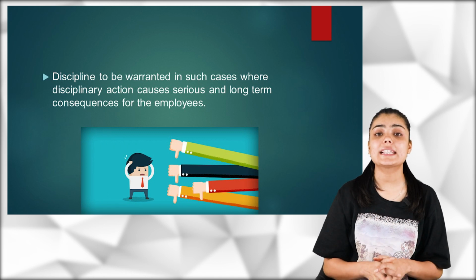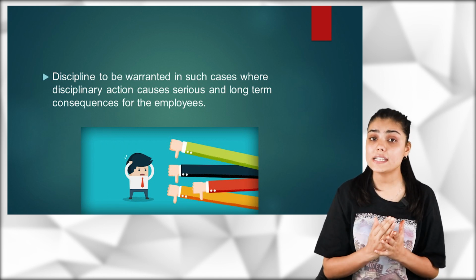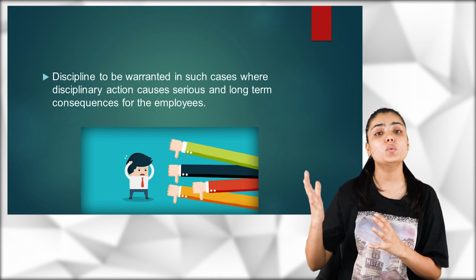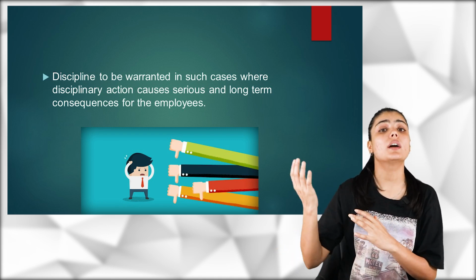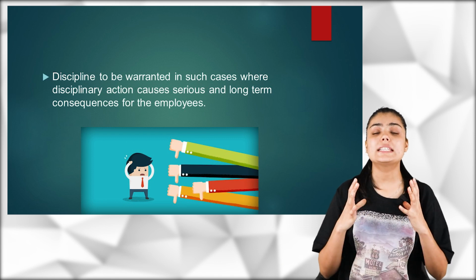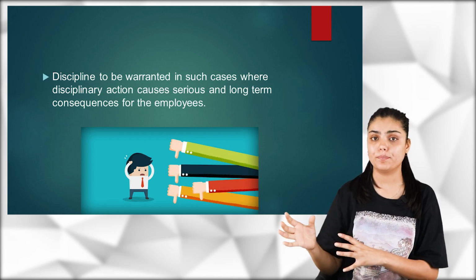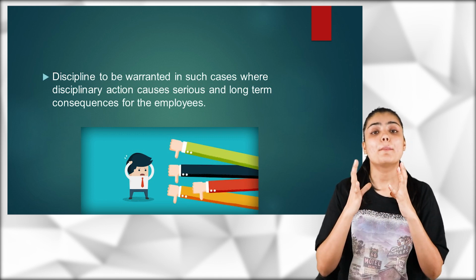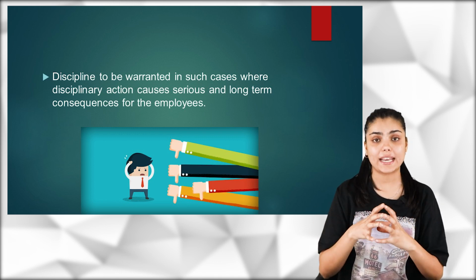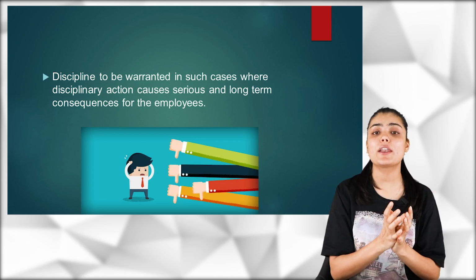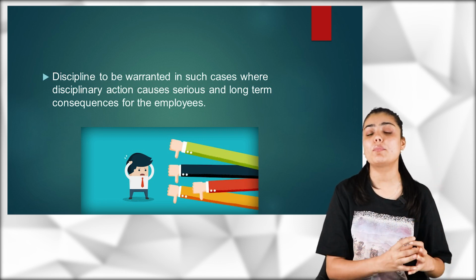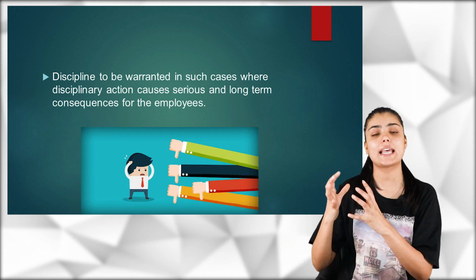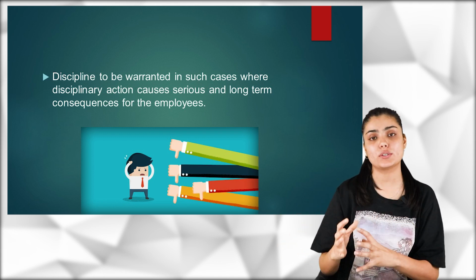Next principle says that discipline is to be warranted in cases where the consequences to the employees or to the students are serious and long term. So, discipline is to be made mandatory and it is to be followed by everyone within the organization. Either it is a working environment and it's to be followed by the employees, or it is an educational institute and it's to be followed by students and faculties of the institution.